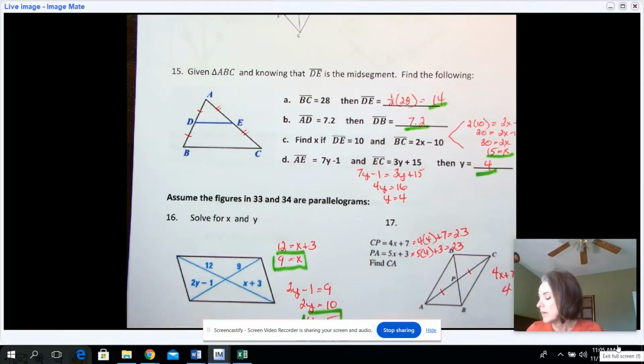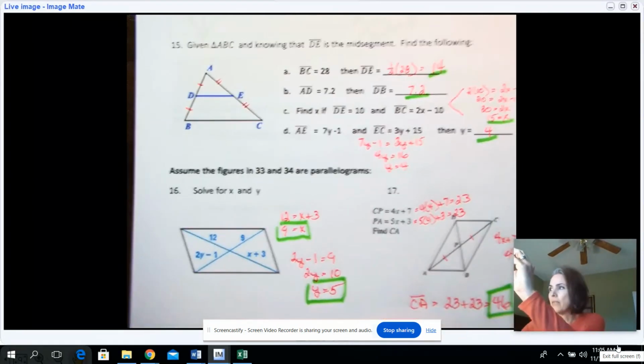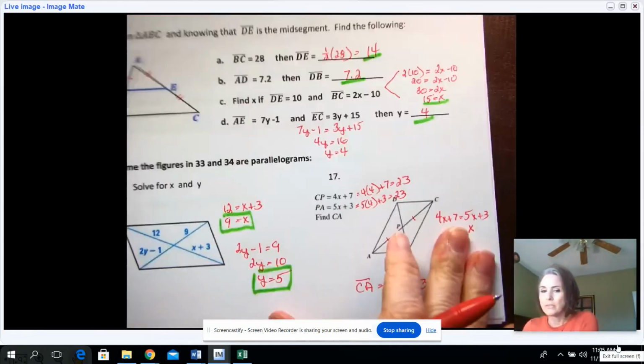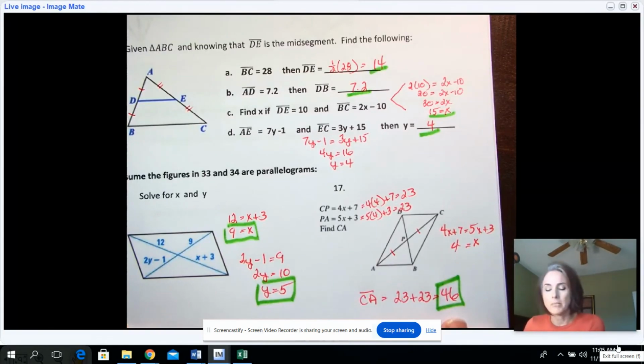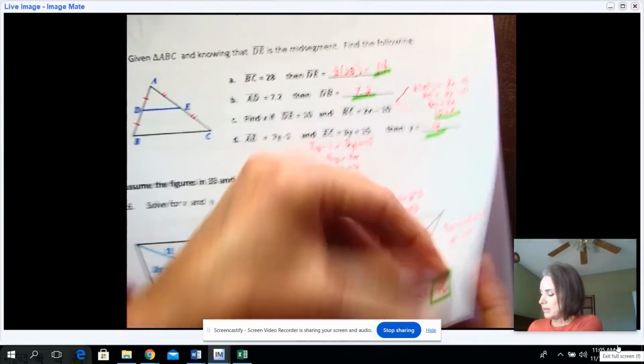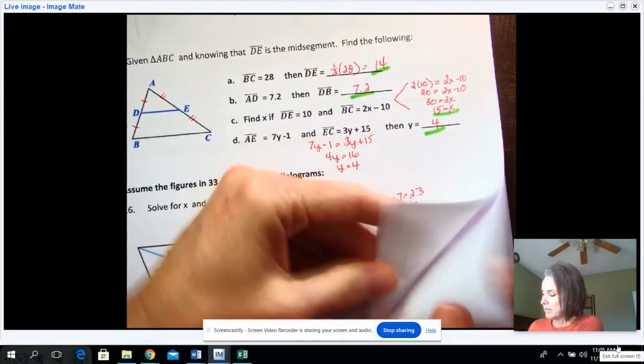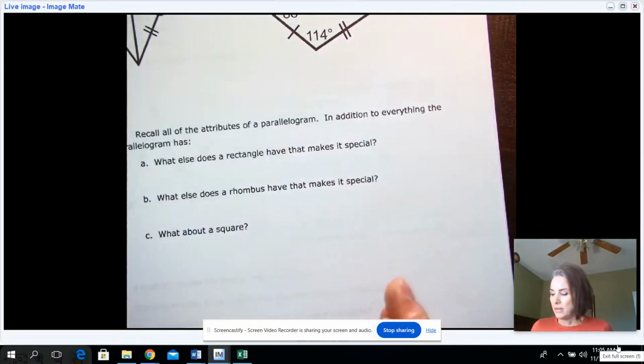So literally, that is the second or third time you all have had this problem. So hopefully you understand it by now. Okay, and then number 18.